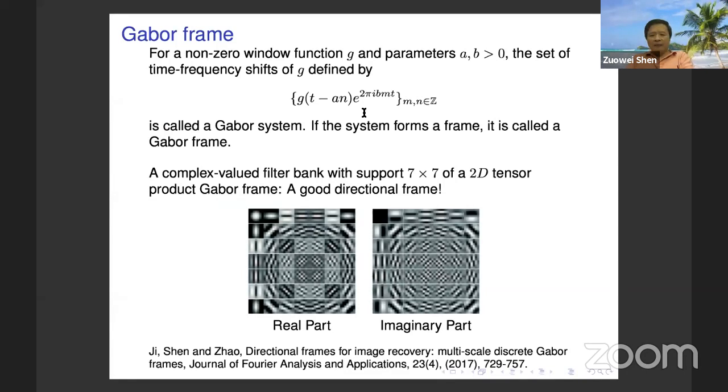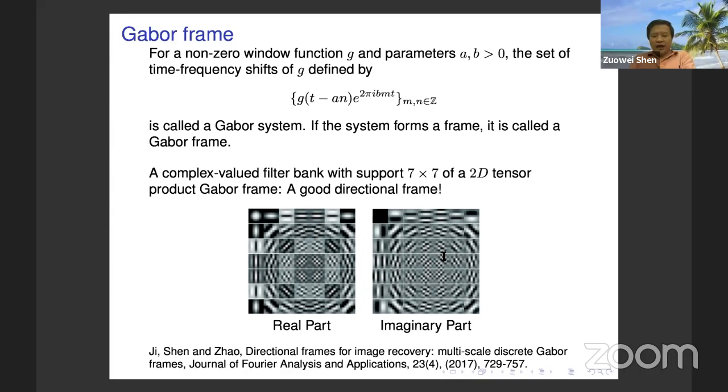Of course, you digitize the system and you get Gabor filters. Of course, they are complex. The advantage of the Gabor filter is that it has very good directional orientation. So that's a good directional frame.